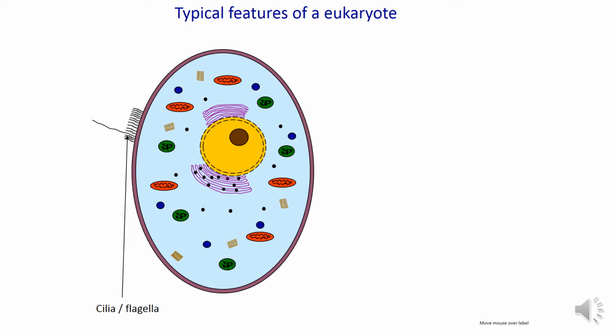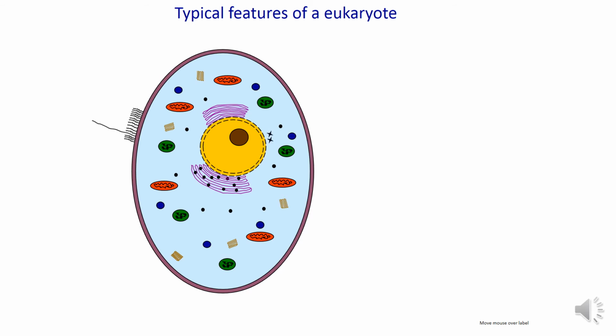Now, you should have by now found out what they're made of. They're made of microtubules, and we'll discuss a little bit more about that in another lesson. And while we're on the topic of microtubules, microtubules are also found as part of the cytoskeleton, which I have not shown in this diagram, the cytoskeleton that extends throughout the cytoplasm of the cell.